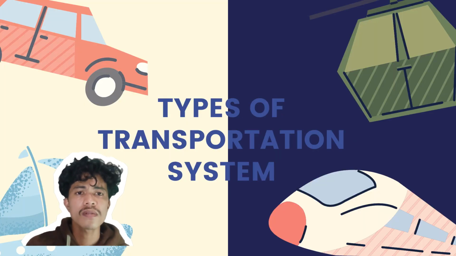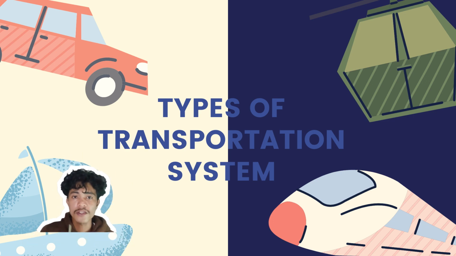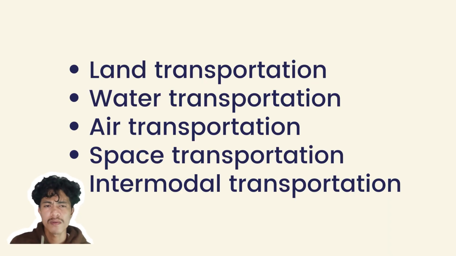So we will go now to the categories or types of transportation system. The first one is land transportation. Land transportation is the movement of goods or people in vehicles operating above or under the ground. It is basically the everyday vehicle that we see on the streets: cars, jeeps, motorcycles, etc.